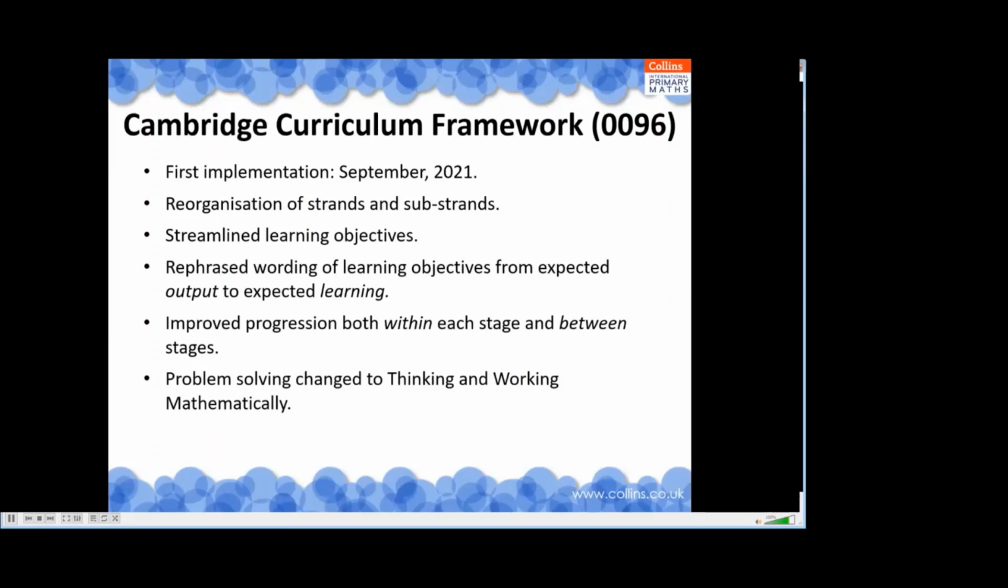One of the most substantial changes to the framework is the removal of the problem-solving strand and the introduction of the process of thinking and working mathematically. Thinking and working mathematically is not seen as a separate strand, but rather integrated within all the strands and substrands, as well as the learning objectives, and applies to all 6 stages.